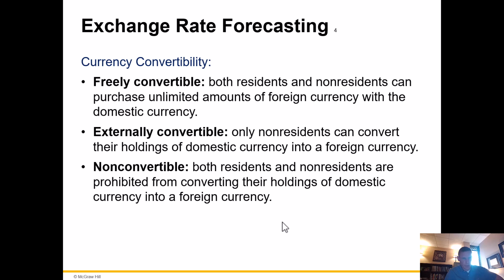And what about currency convertibility? If a currency is freely convertible, then both residents and non-residents can purchase unlimited amounts of foreign currency with the domestic currency. If it's externally convertible, only non-residents can convert their holdings of domestic currency into a foreign currency. And if it's wholly non-convertible, then both residents and non-residents are prohibited from converting their holdings of domestic currency into a foreign currency. And of course, certainly in the Western world, most of the currencies we would see would be freely convertible.